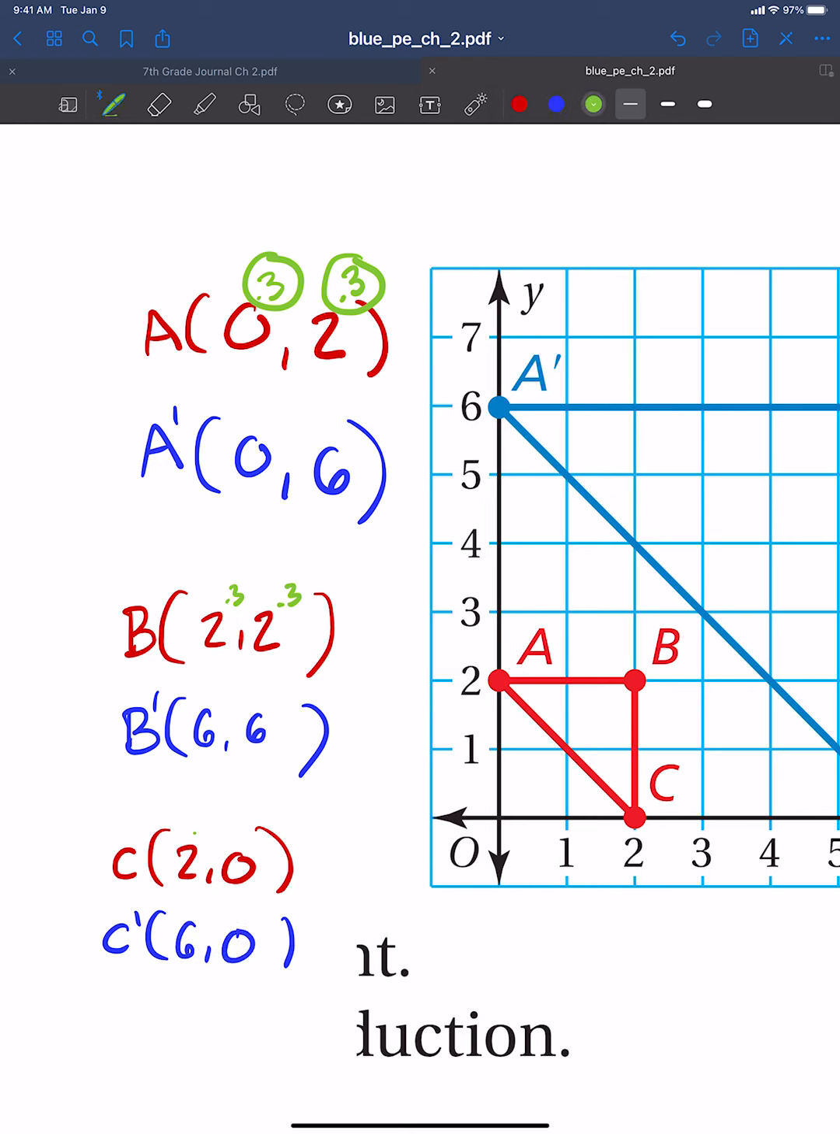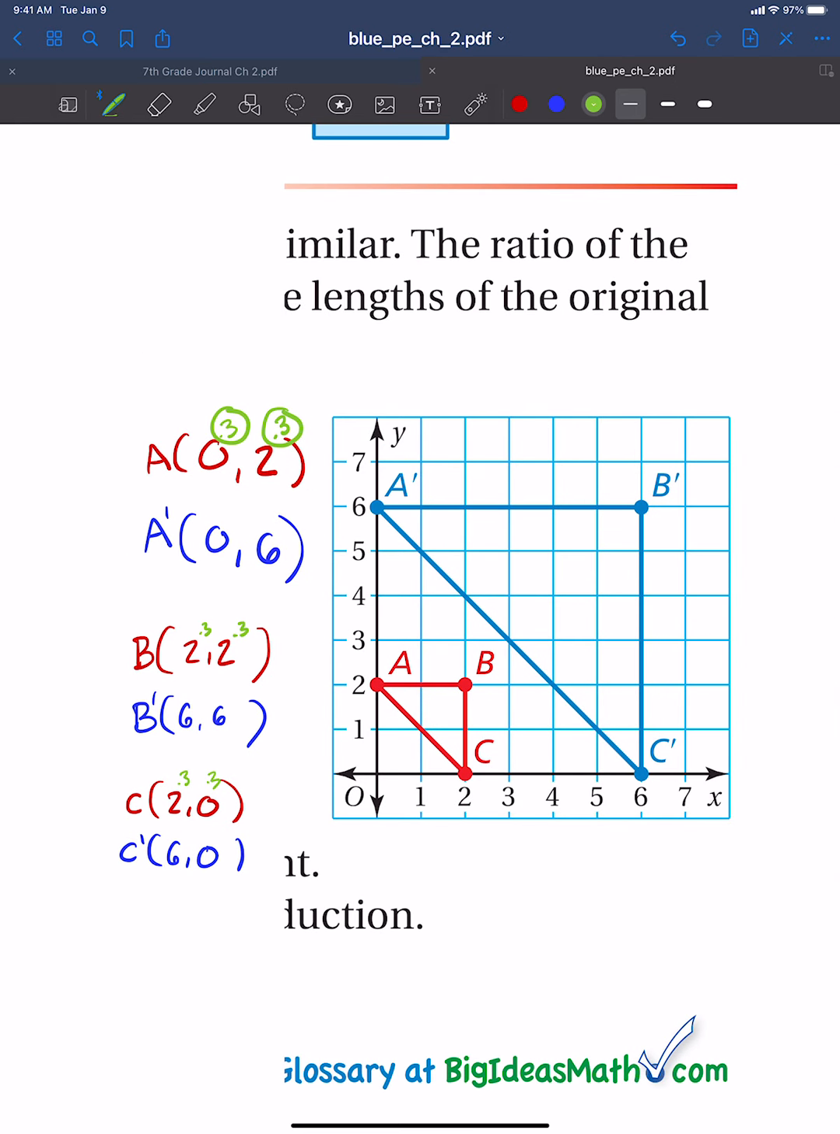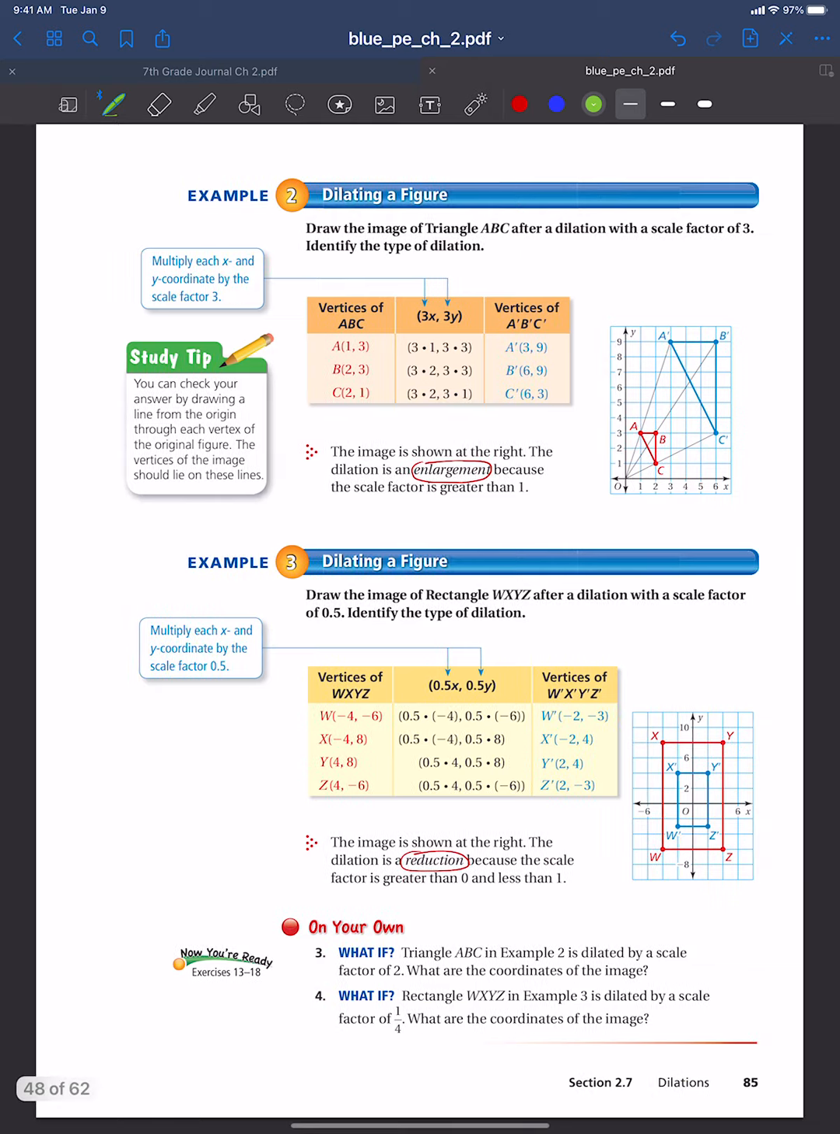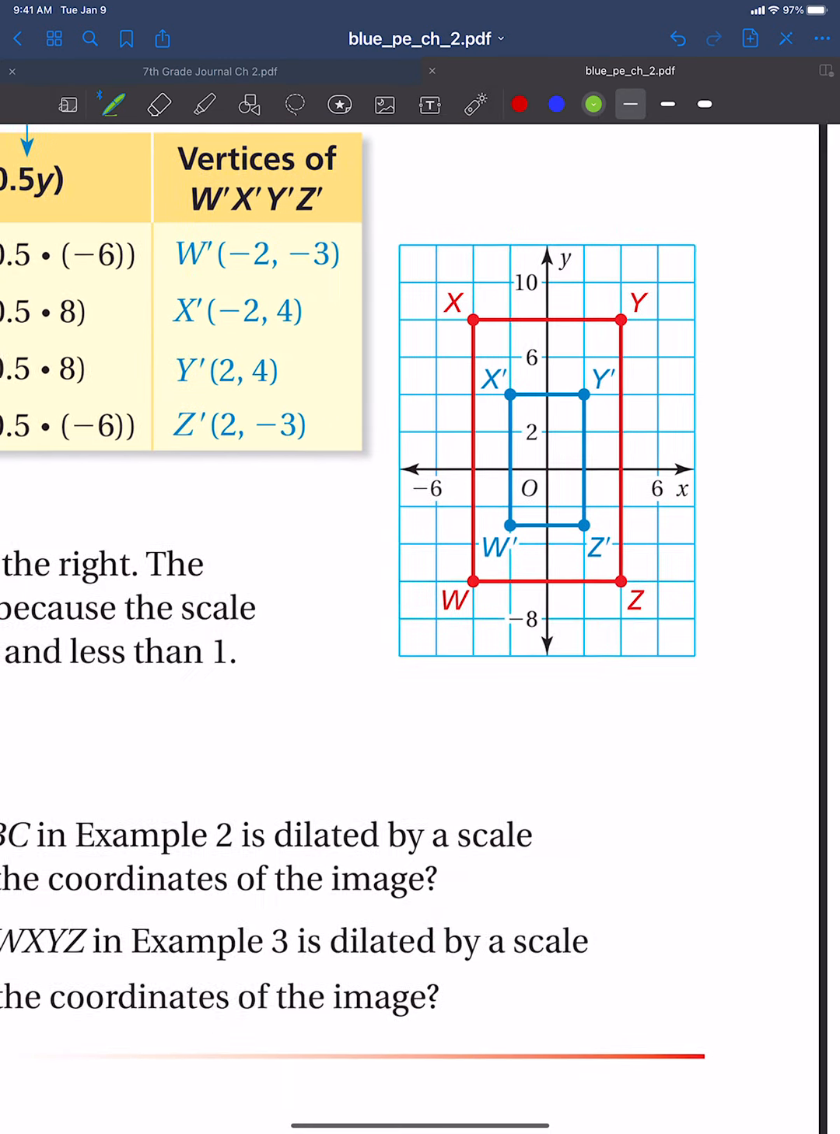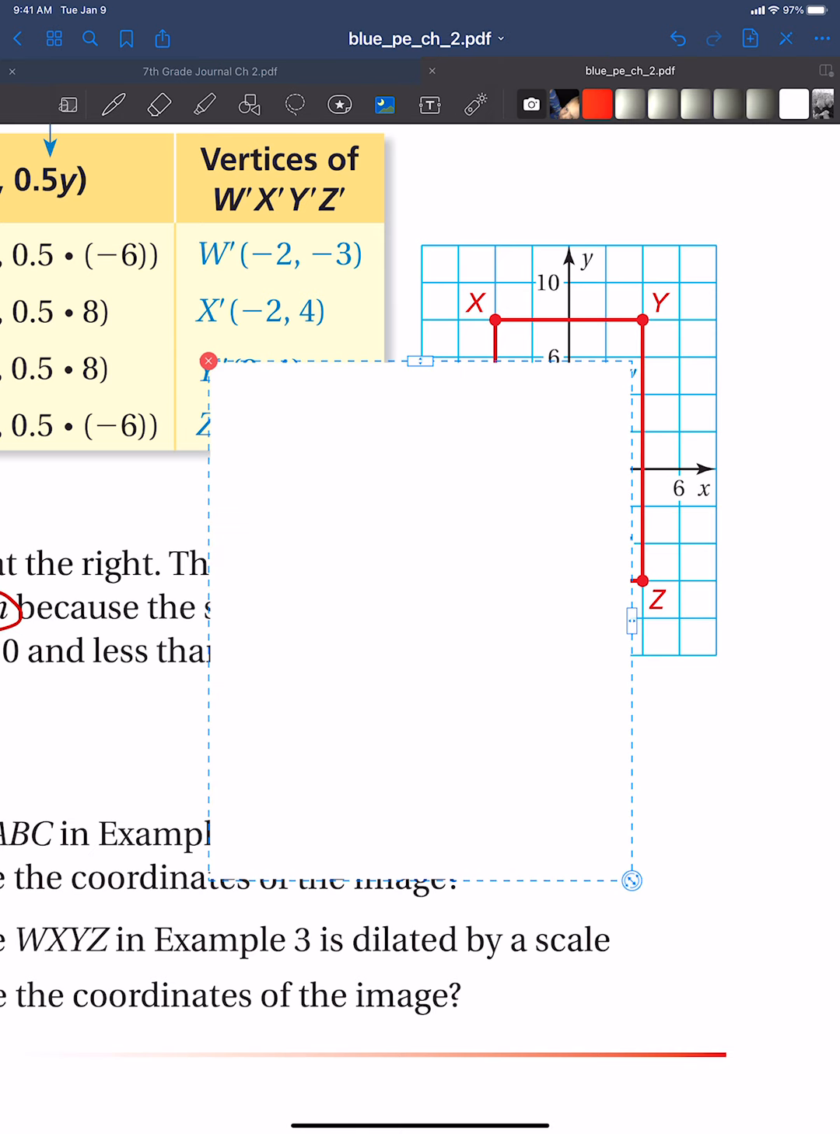So, did I multiply this by 3 and this by 3 to get 6 and 0? Yes, I did. So I would say scale factor equals 3. Let's find one where it shrunk. So I'm going to look at this guy right now. Let me go ahead and get my sheet of paper.